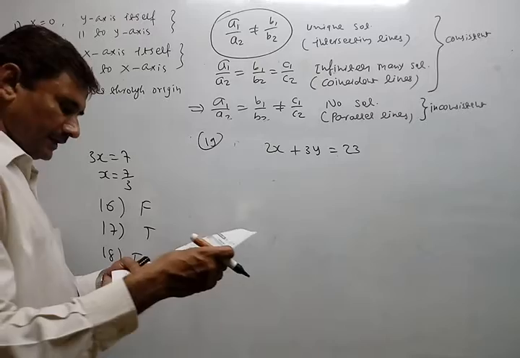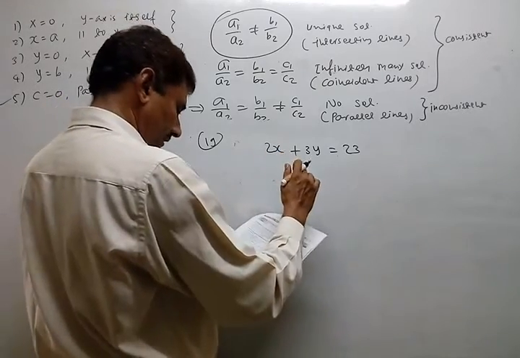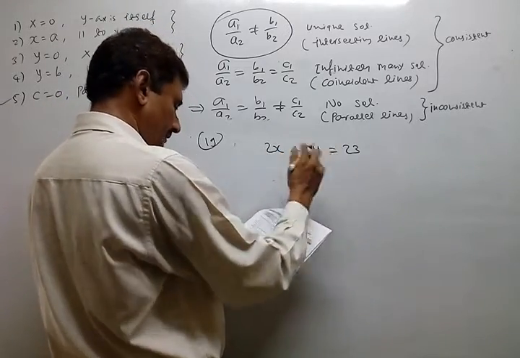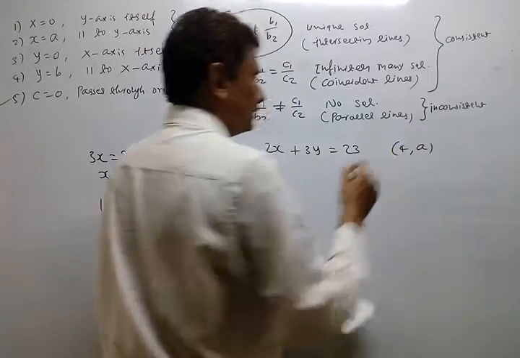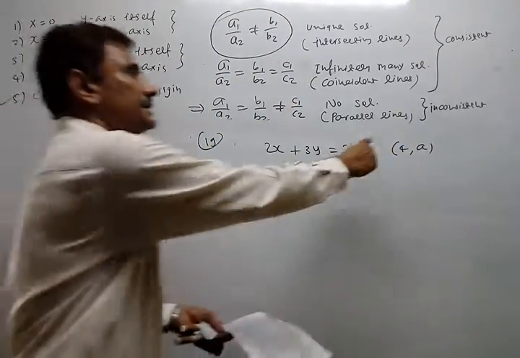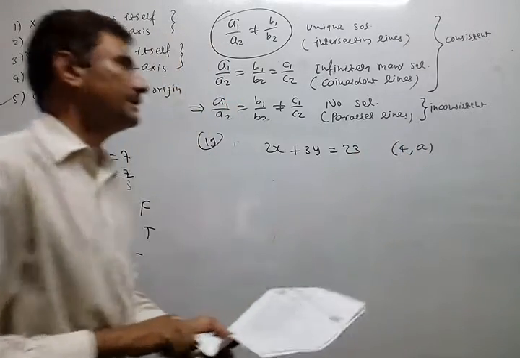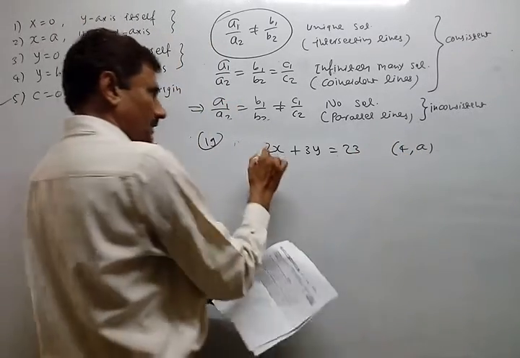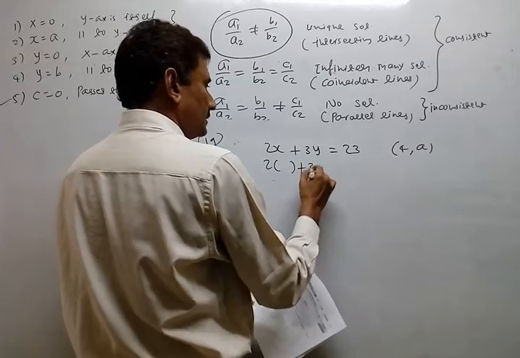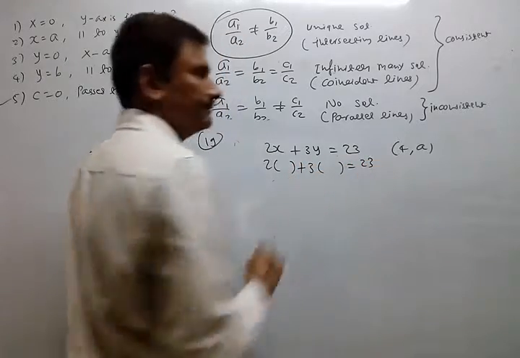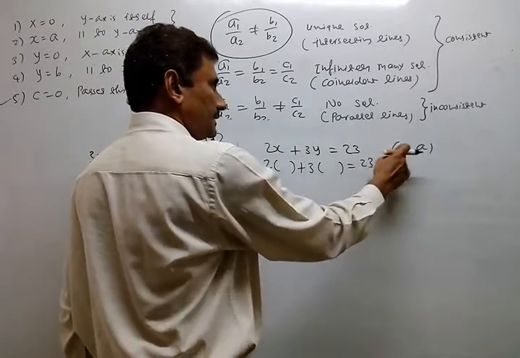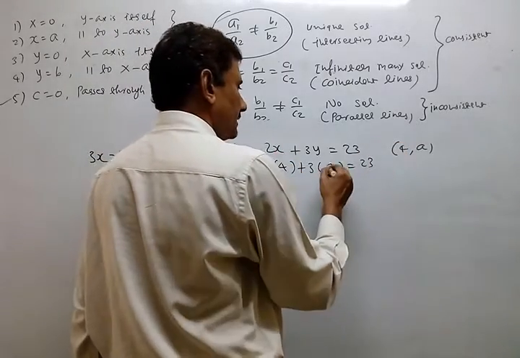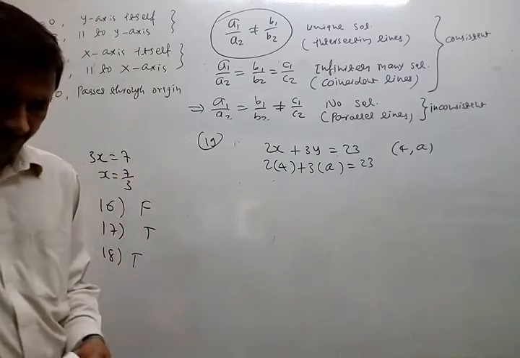We solved 18. Now we are at 19. So in 19, 2x plus 3y equal to 23, right? And they have given that 4 comma a is the solution. So x equal to 4, y equal to a. Okay. So write down 2x plus 3y equal to 23. Instead of x and y, write 4 in place of x and a in place of y and find it out. Very simple.